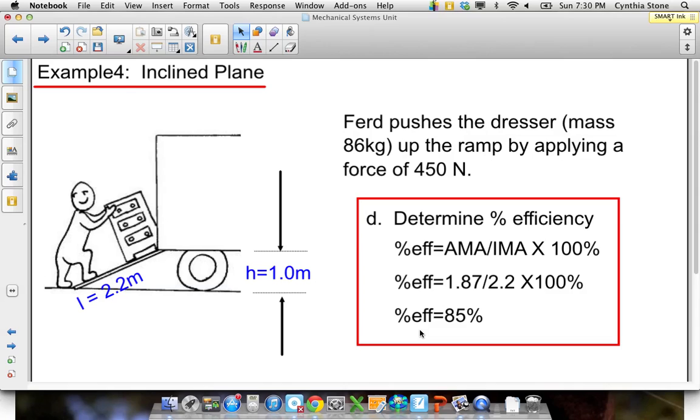But yeah, those are my examples of calculating mechanical advantage and efficiency. And I think that's it. That's all the notes for this unit. And the rest will be just to work on some of the labs and get a better handle on it.